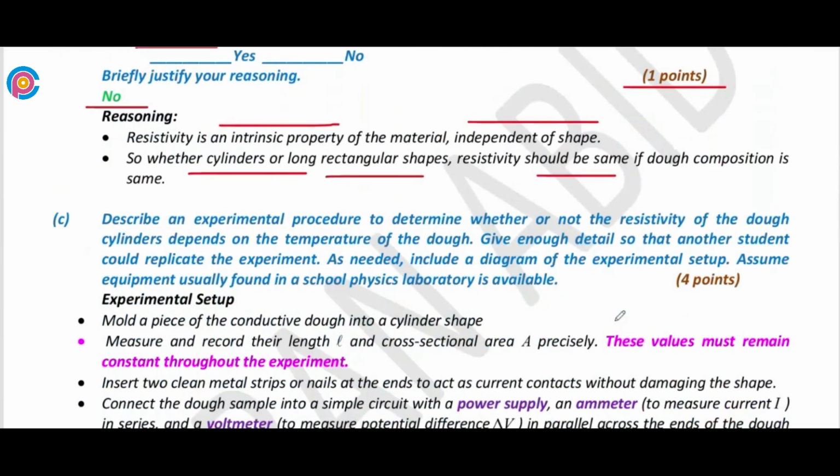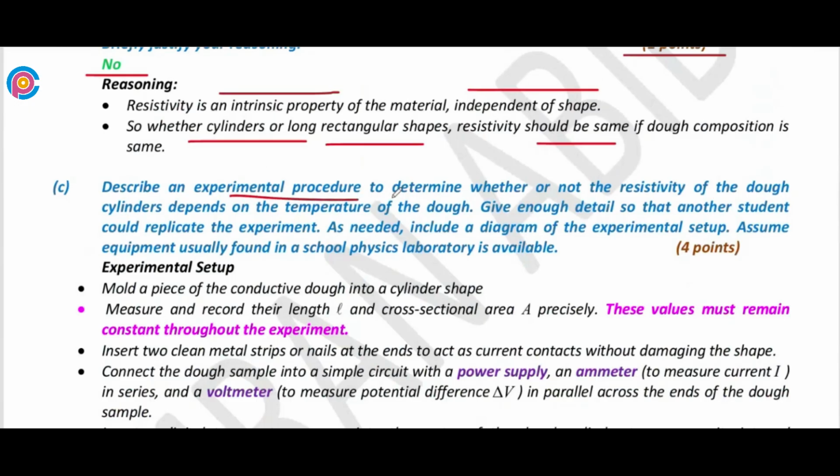Okay, in the next part, describe the experimental procedure to determine whether or not the resistivity of the dough cylinder depends upon the temperature of the dough. Give enough details so that another student could replicate the experiment as needed, and include a diagram of the experimental setup. Assume experimental equipment usually found in a school physics laboratory is available.